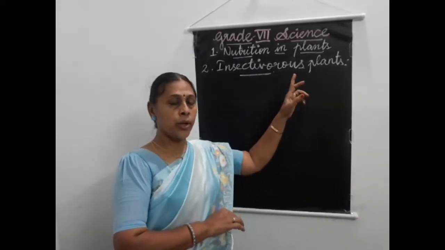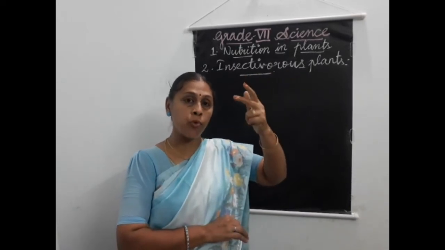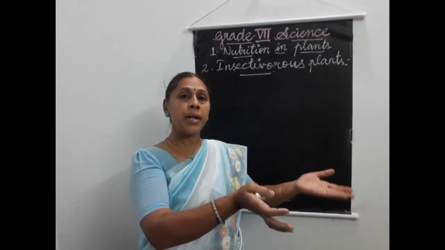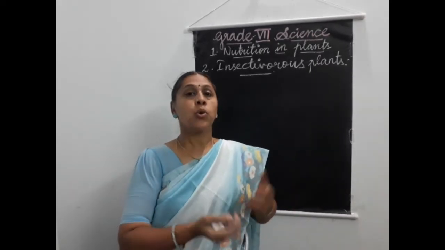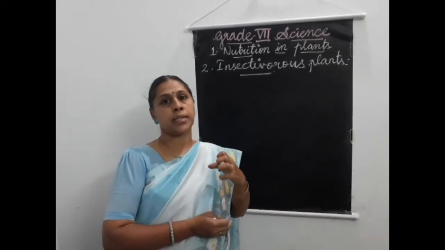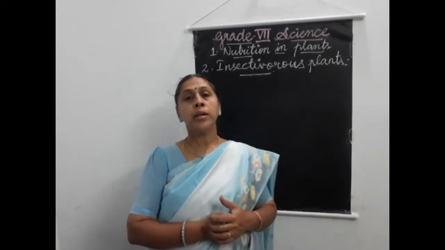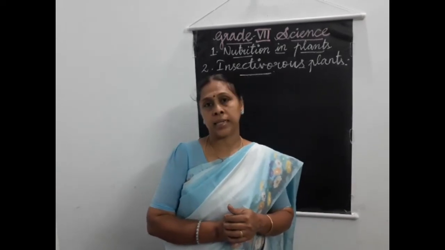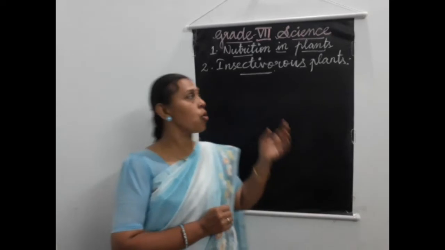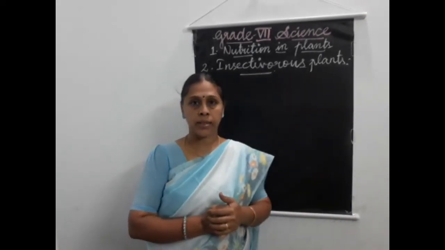Do you remember the word "-orous"? Carnivores, omnivores and all? What are carnivores? They kill other animals for their food. In the same way, the plants also kill the insects to absorb the nutrients from the insects. Such plants are called insectivorous plants.